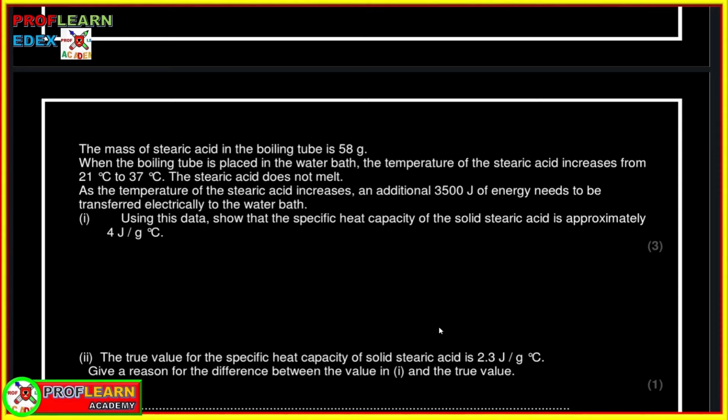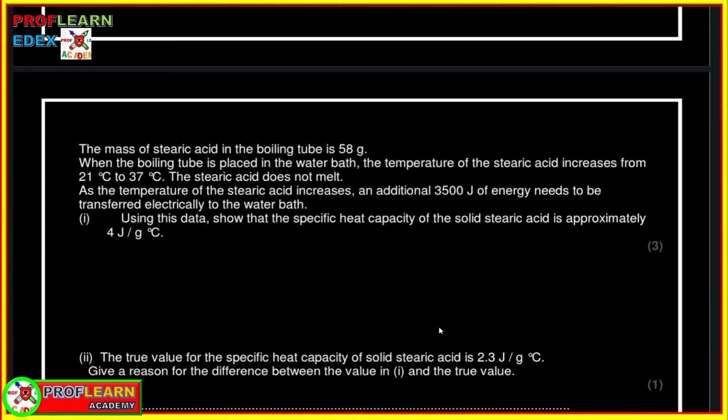Now we are told that the mass of the acid is 58 grams. When the boiling tube is placed in water, the temperature of the acetic acid increases from 21 to 37. So from 21 to 37, we can calculate the temperature change. Then we are told that the acid does not melt, so it means that this energy is used to raise the temperature of the acid in its solid state.